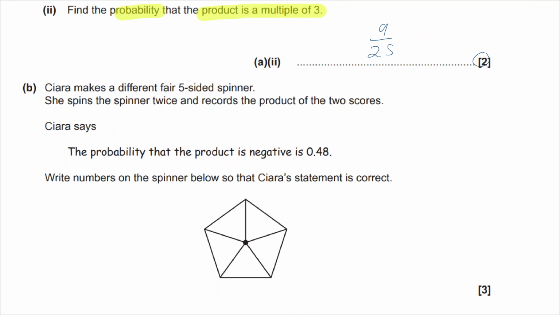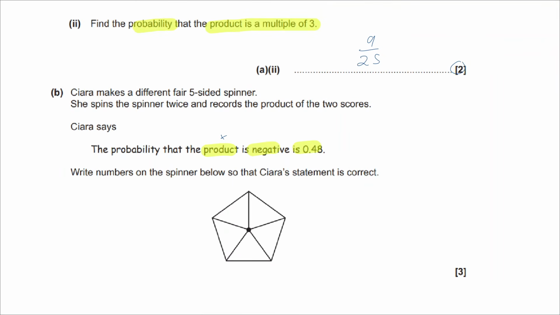Good. Part B, Chiara makes a different 5-sided spinner. Chiara says that the probability that the product, again timesing, is negative is 0.48. Write the numbers on the spinner below so that Chiara's statement is correct. Actually, this is quite a difficult question. Let's have a look at this.